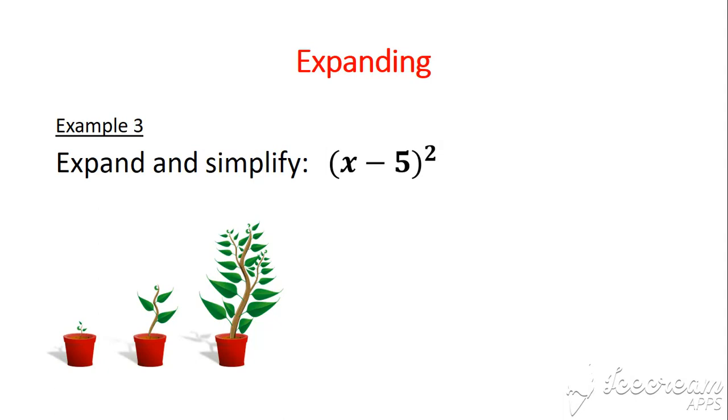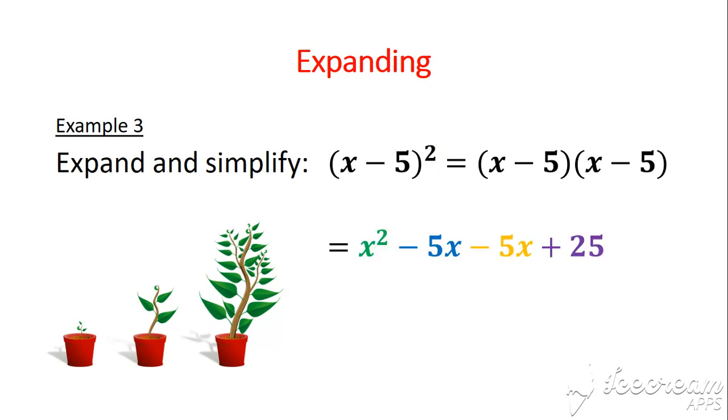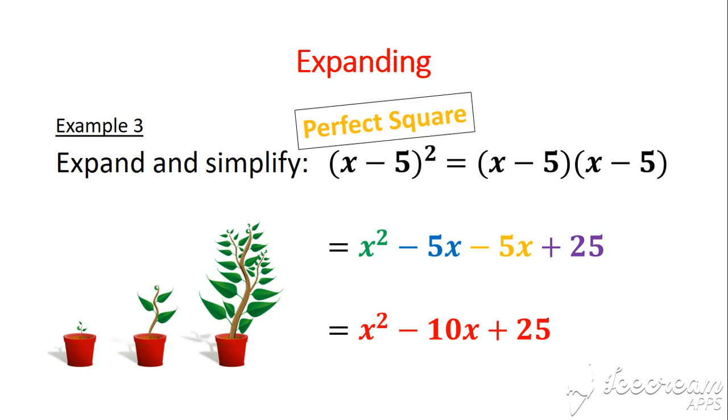Example 3, expand and simplify. There's only one bracket, x minus 5, but it's all squared. But this squared means times by itself. So we've got to go x minus 5 times x minus 5. And now we can expand and multiply out as normal to get x squared minus 5x minus another 5x plus 25. And that simplifies down to x squared minus 10x plus 25. This is called a perfect square because the two brackets are exactly the same.